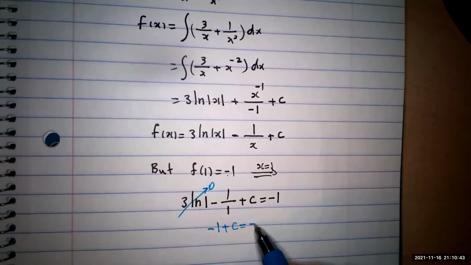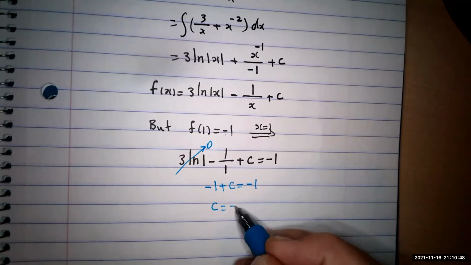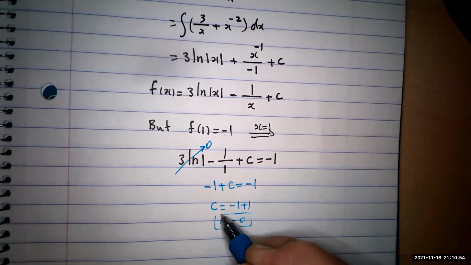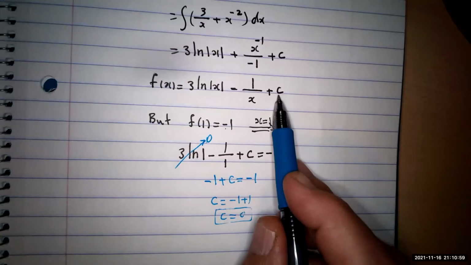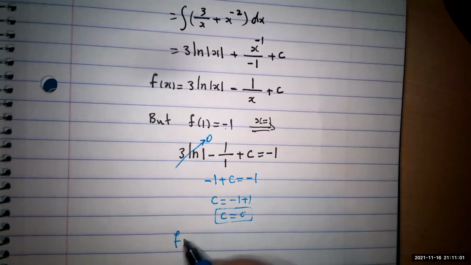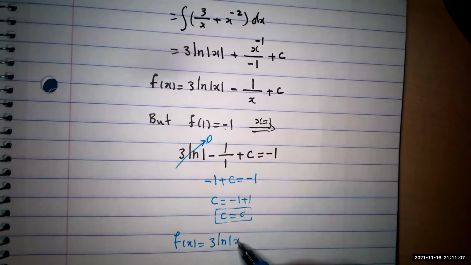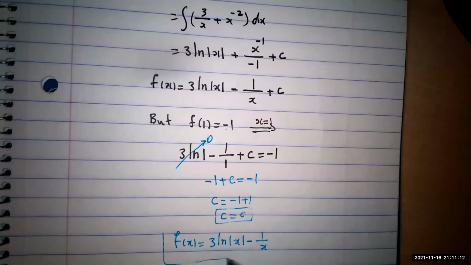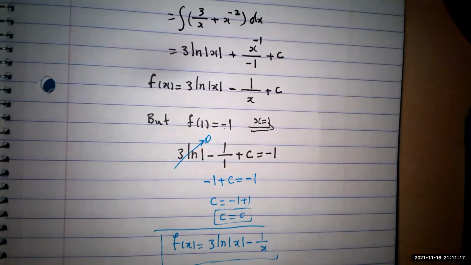Negative 1 plus c equal to negative 1. So you solve for c. C would be negative 1 plus 1. So c would be 0. That's it. So go back and substitute. You are not done. Remember, you have to go back and substitute. So f of x is going to be equal to 3 ln of the absolute value of x minus 1 over x, and the c is 0. So that gives you the function in question. A function with those two conditions that we talked about.